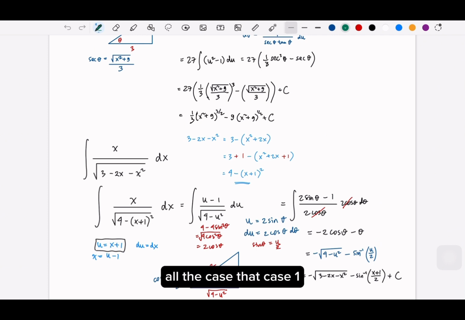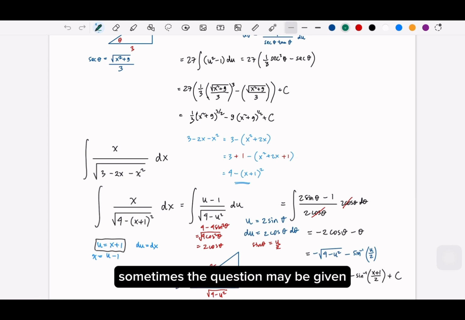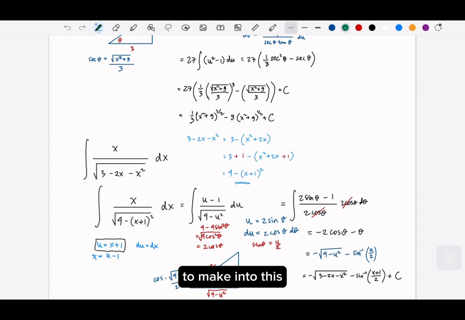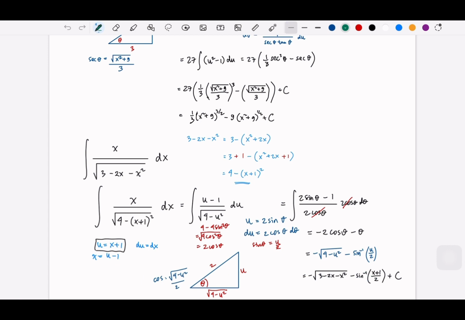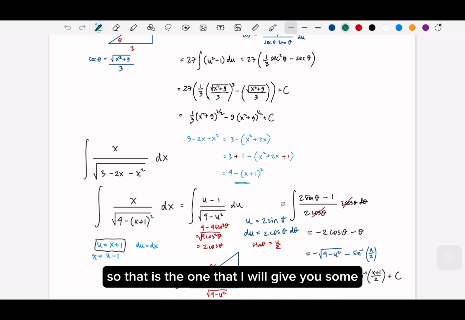For all the cases, case 1, case 2, case 3, I give you the direct or obvious choices. Sometimes the question may be given in a form that you need to arrange first to make it into this, and then substitute with the trigonometry. So I will give you some examples of that.